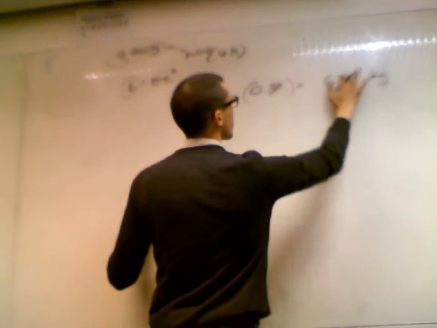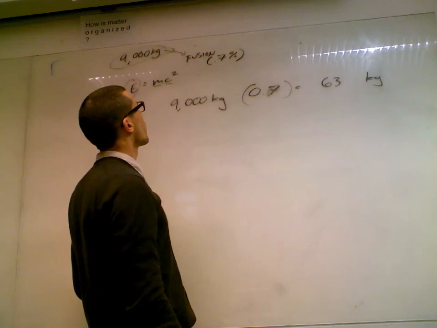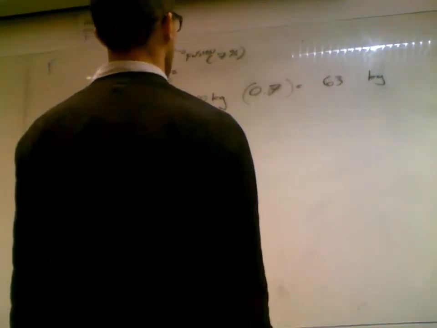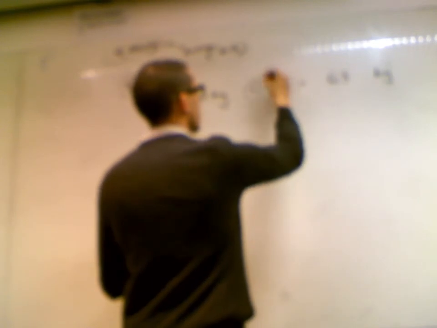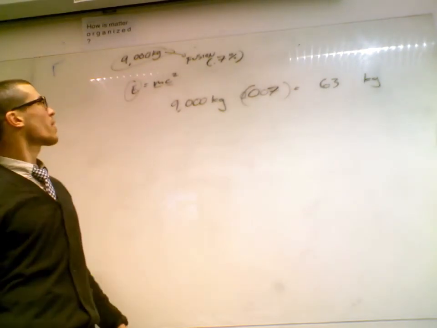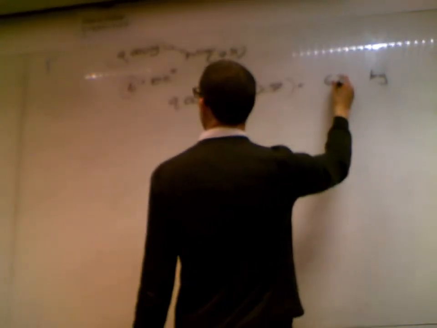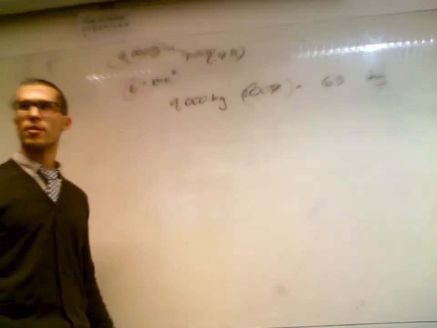Because when you change 0.7% into a decimal, you divide it by 100. Oh, you're right. I'm sorry. That's a big mistake by Mr. Sand. So it's 0.007 times the total amount. Wait, why is it 63? 6.3, right? No, 63. You sure? Yeah. Okay, 63 kilograms.